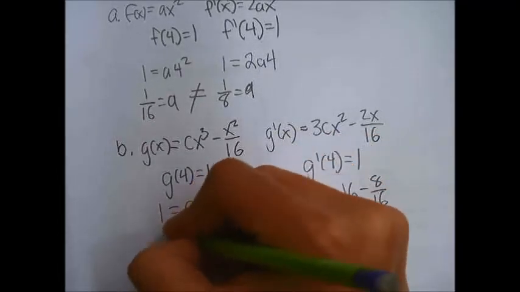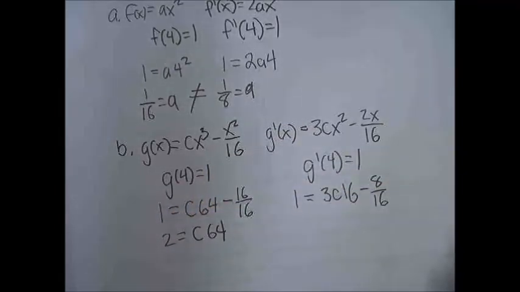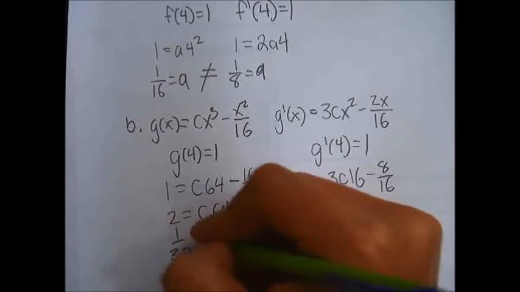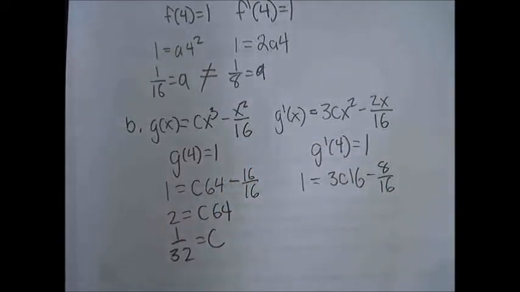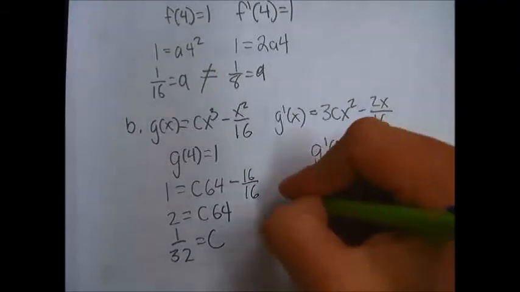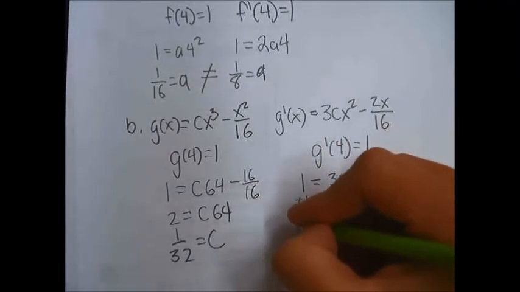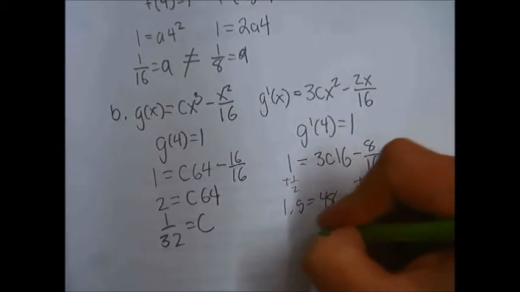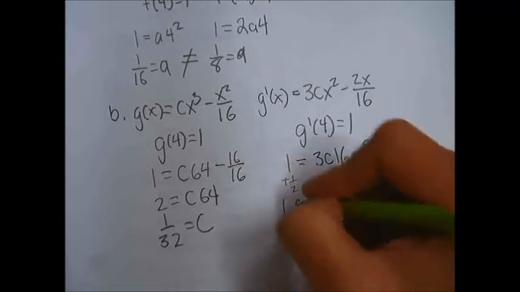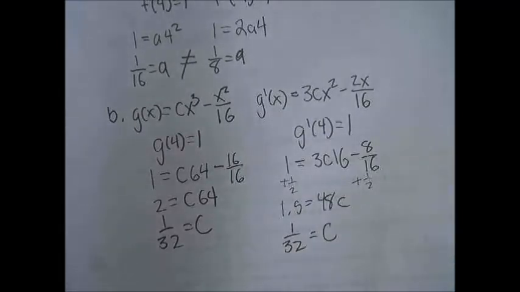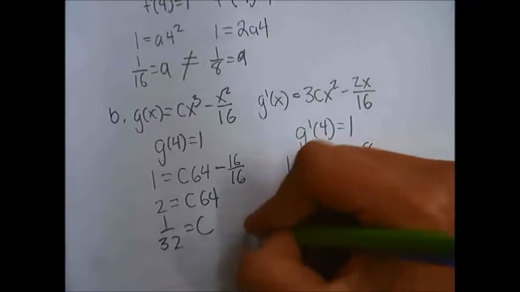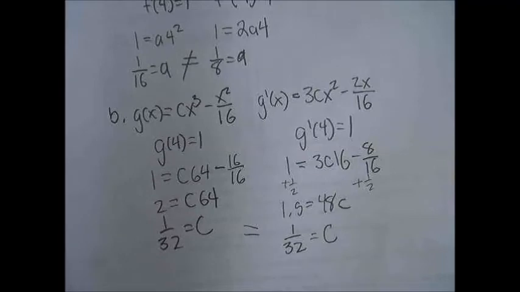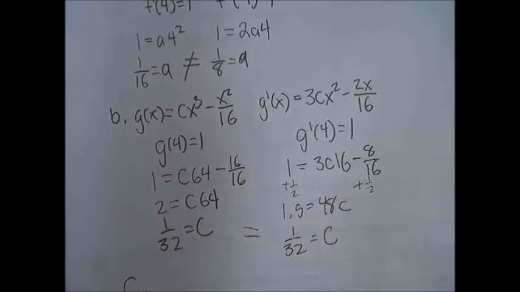All right, I'm just going to solve both of these. This is minus 1, so I'm going to add 1 to both sides. 2 equals 64c. And then I'm going to divide by 64 and get 1/32 equals c. On the other side, I'm going to add a half to both sides, and I'm going to get 1.5 equals 48c. And I divide by 48, and miraculously I get 1 over 32 again, or 1.5 over 48, which is 1 over 32. Yeah, so these match. So we can prove that this does indeed work. We can get that condition with a cubic function like this.